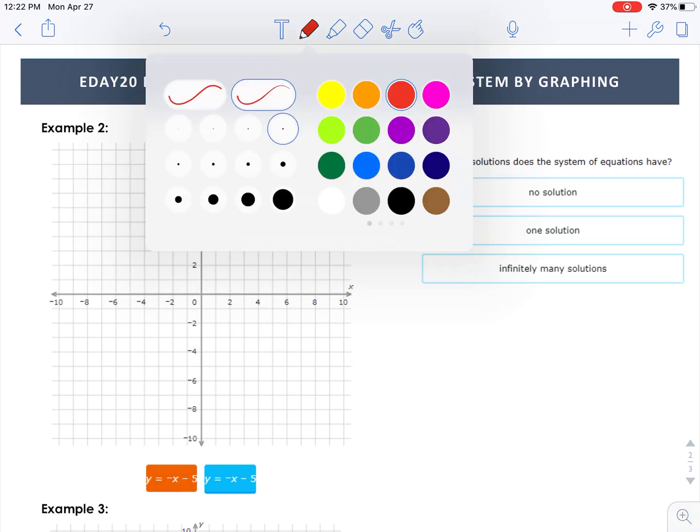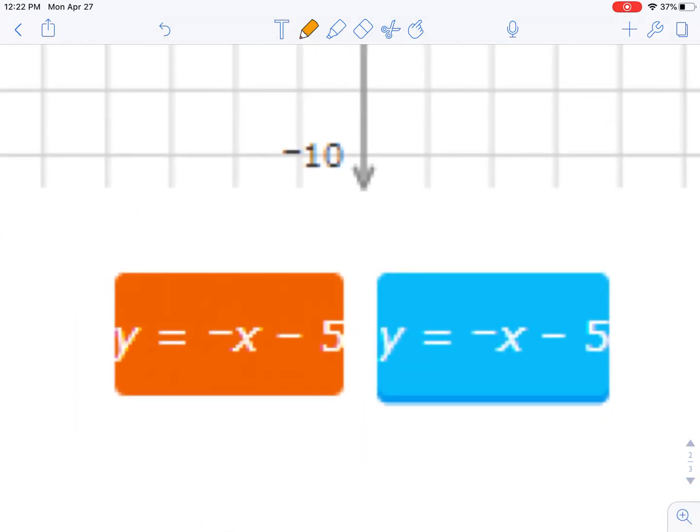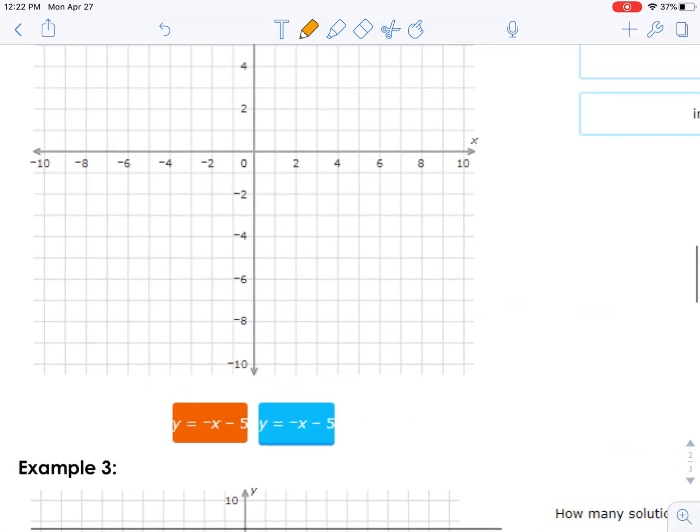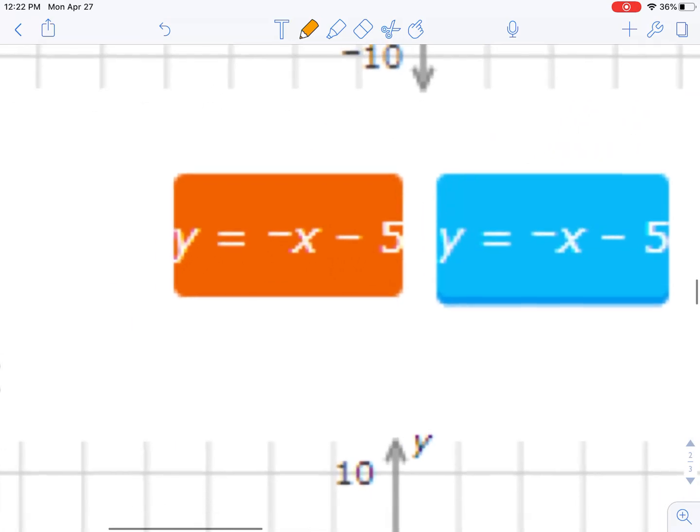Our next problem, if you look closely, these two equations look exactly the same. That means they are going to be the same line, meaning they have every single point in common. Now, unfortunately, you just can't click on infinitely many solutions. They want you to also graph it. Let's go ahead and practice graphing.